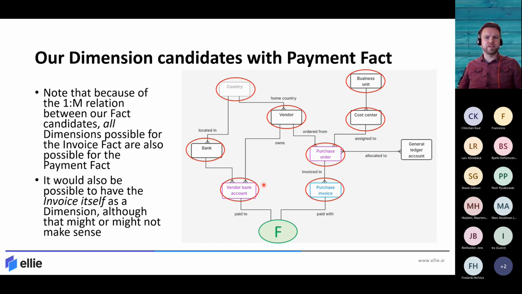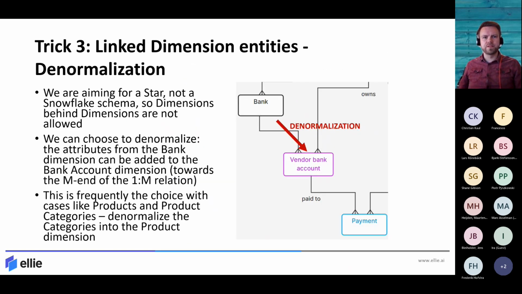Because this points at a snowflake schema, right? We have dimensions behind dimensions. And at this point of the example, we don't want to do that. So we could denormalize the dimension entities. Again, we can squish them together.